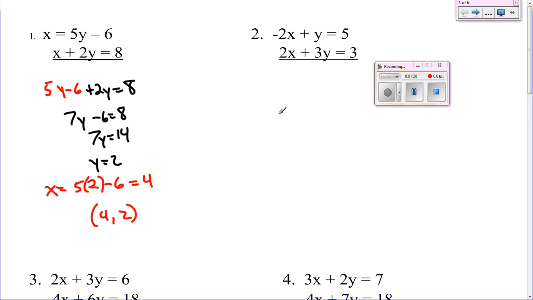Number 2. You see that we can just add them together because they have the same coefficient and they're opposite signs. So add them together. Those cancel. You get 4y equals 8. Divide by 4, y equals 2. Now, you have to take and plug that back in.